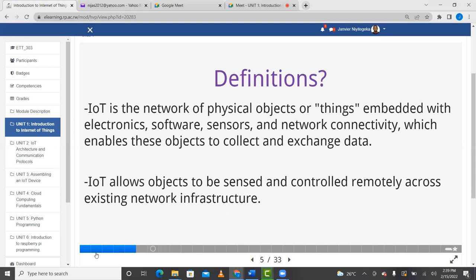IoT, as I mentioned, is a network of physical objects embedded with electronics, software, sensors, and network connectivity, which enable those objects to collect and exchange data. IoT allows objects to be sensed and controlled remotely across existing network infrastructure. So don't expect that with IoT you are going to build the network infrastructure. No, we're going to rely on existing infrastructure.